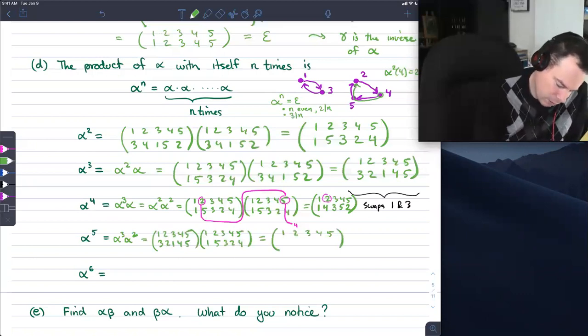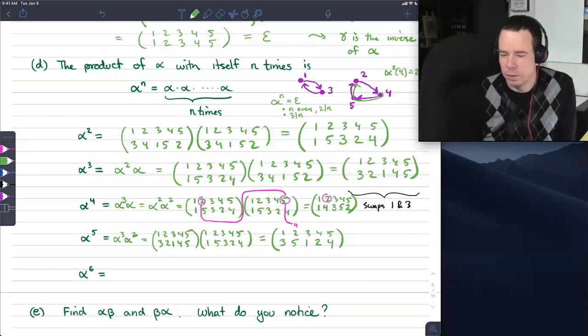of 1 goes to 3, which goes to 3. 2 goes to 2, which goes to 5. 3 goes to 1, which goes to 1. 4 goes to 4, which goes to 2. 5 goes to 5, which goes to 4. And so there's our product.